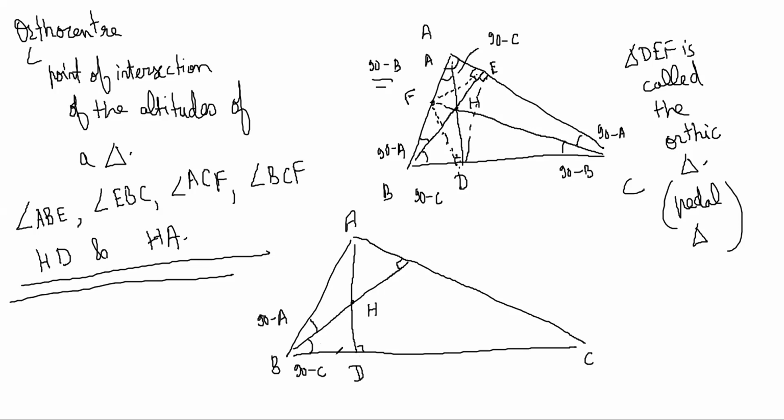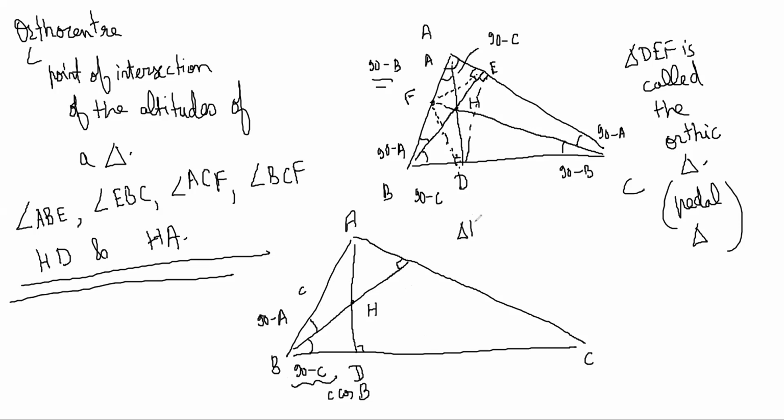So BD will be, this big side is called c, no? So BD must be c cos B, right? So this much is c cos B. So BD is c cos B.